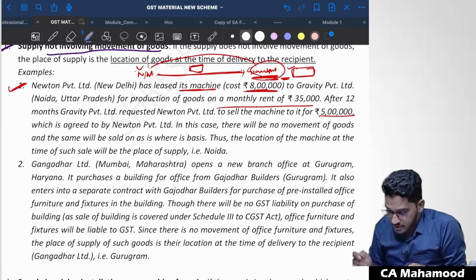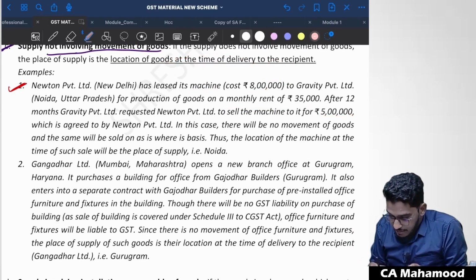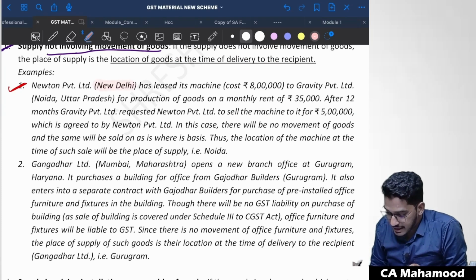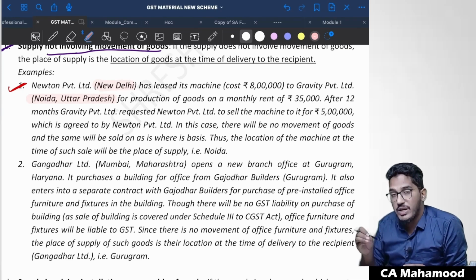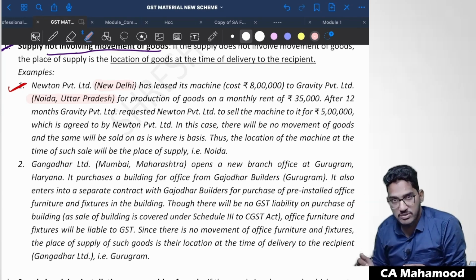If we elaborate this example, Noida Private Limited, the supplier, is actually located at New Delhi. The recipient is located at Noida, Uttar Pradesh. Now Section 10 subsection 1 clause C says that if the supply of goods does not involve any movement, the location at the time of delivery, at the time of transfer of ownership, wherever the goods are located, that will be the place of supply.